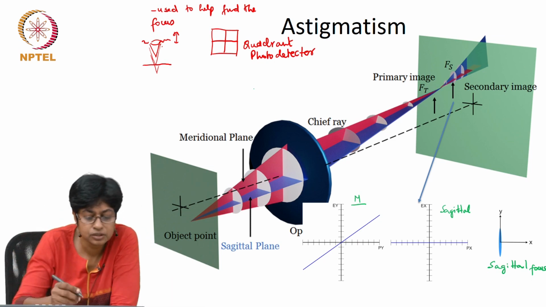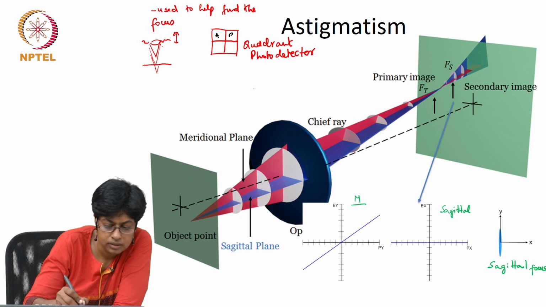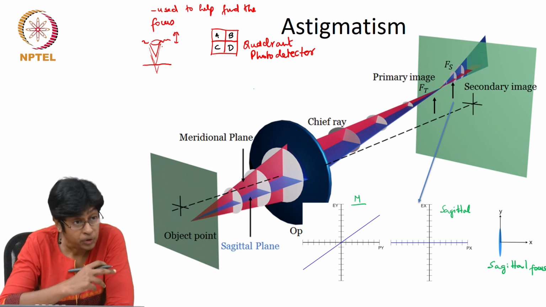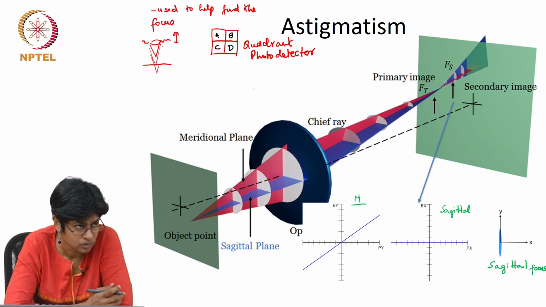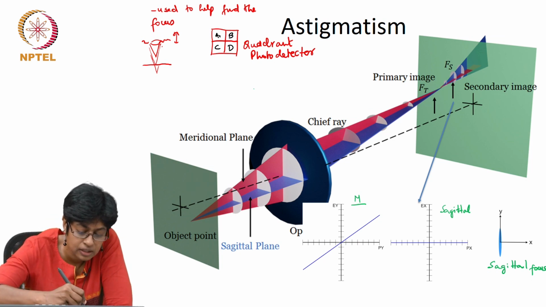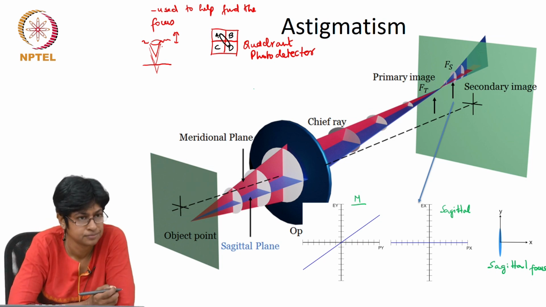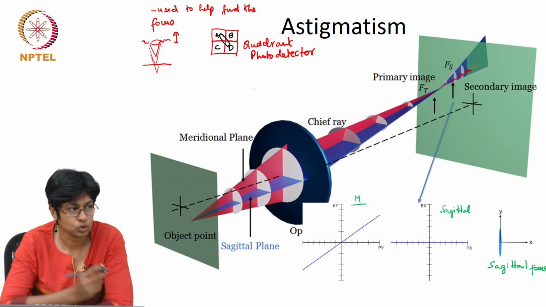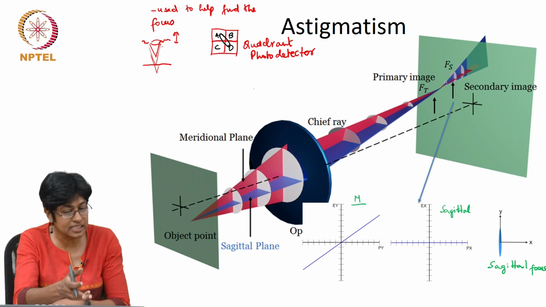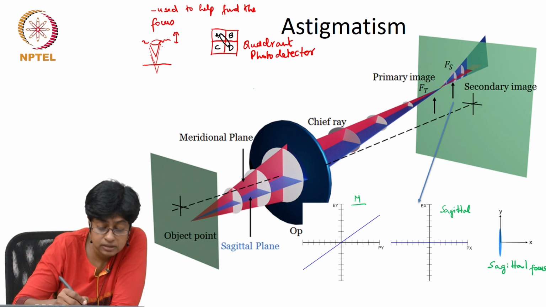Now let's imagine, so let's say we'll call these A, B, C, D, right? I have to orient the detector such that the tangential focus initially is like this. So as I move the lens, the detector is here and it sees this.